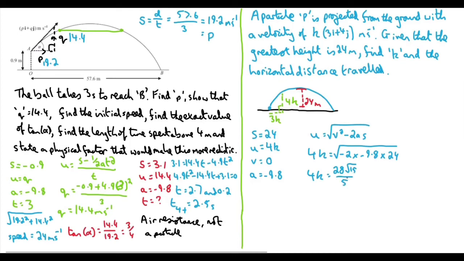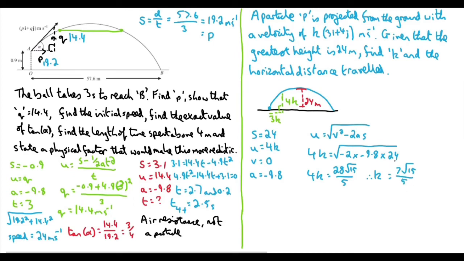And I'm going to suggest that you keep it in fraction form, just because otherwise you're going to have to decide where you're going to round the decimal, and by rounding you're not making it exact. And if this is 4k, then k will in turn be 7 root 15 over 5.